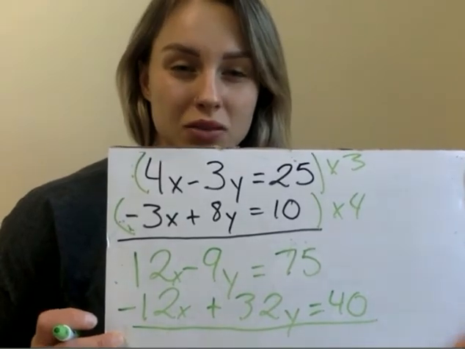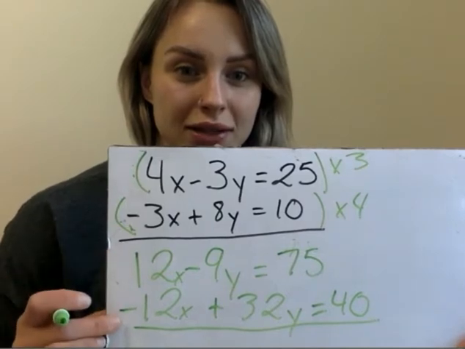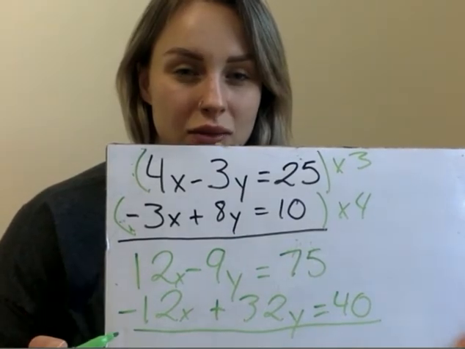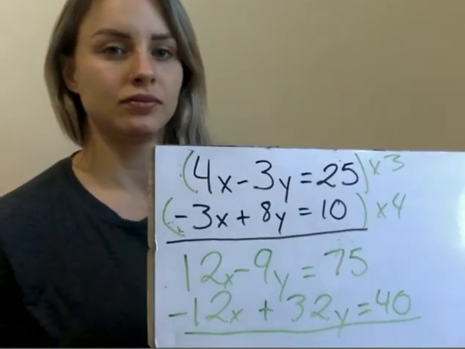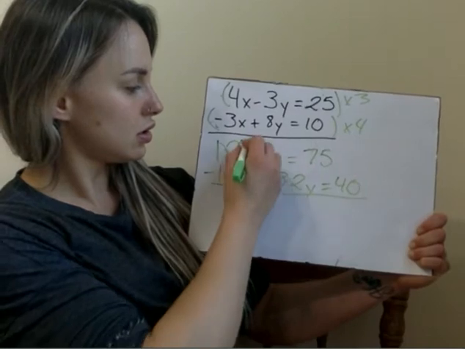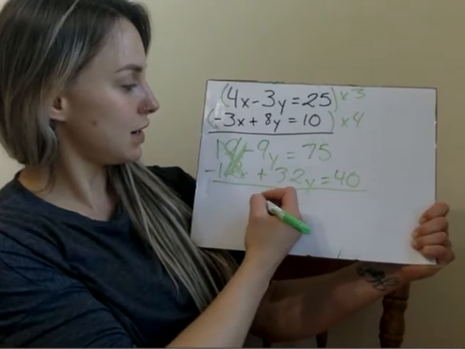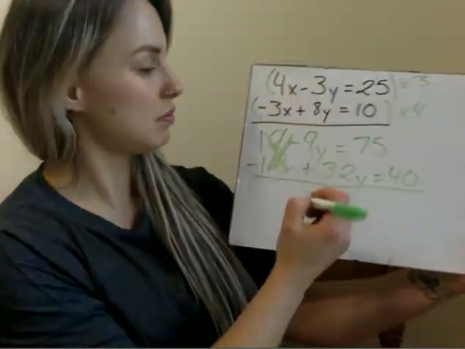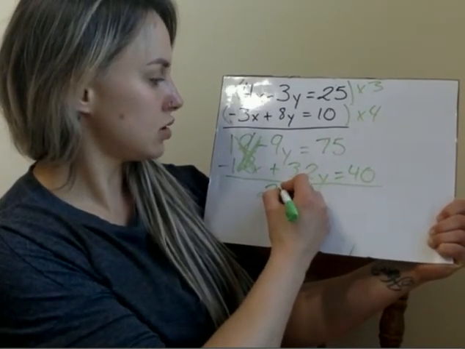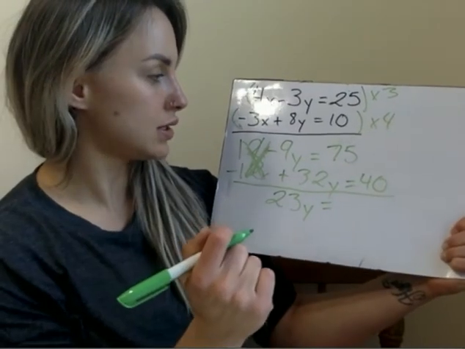And we already have them lined up, so we need to decide whether we're going to add or subtract. If we add these two together, because they're opposite signs, it's going to get rid of that number, right? Because if we add 12x and negative 12x, we're getting 0. So we get rid of that one. And then we do 32y minus negative 9y, or the other way around, so it's plus. So we get 23y equals 40 and 75 is 115.